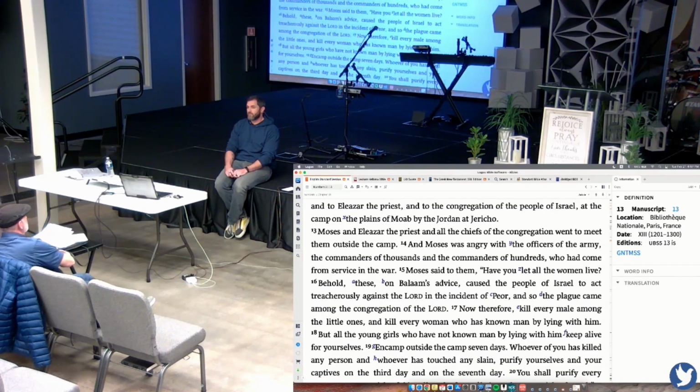Right. But what happens is there's a preservation of Midian through these young women, and I think that goes, it doesn't feel good to us because we're looking at it as sex slavery. But what it actually is, is God preserving something that did not deserve to be preserved.